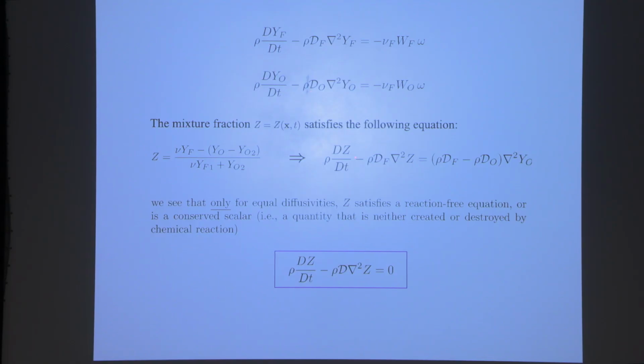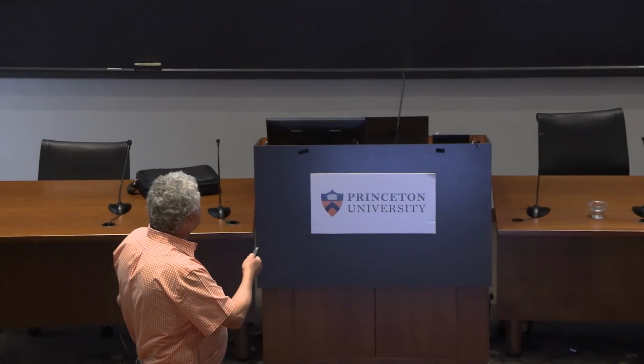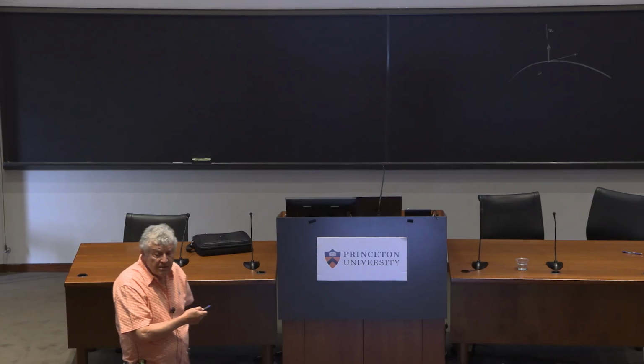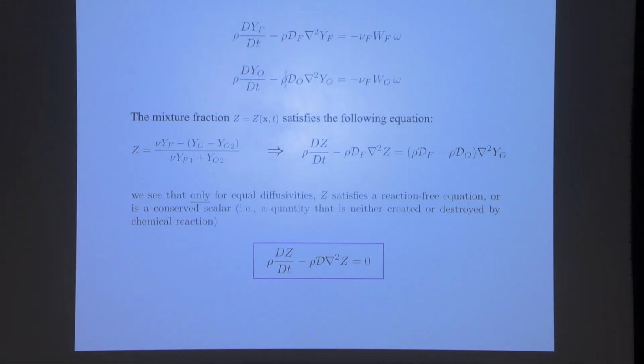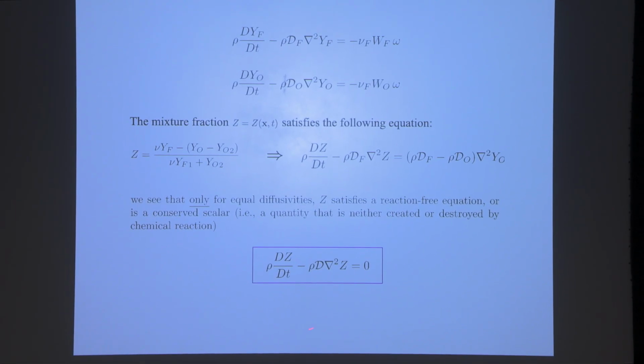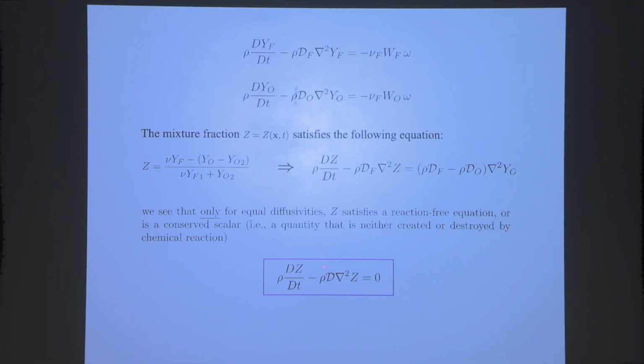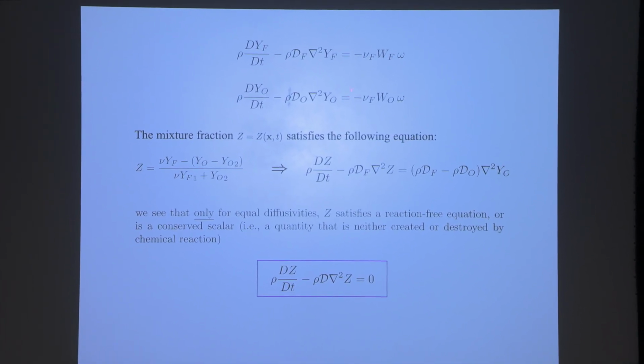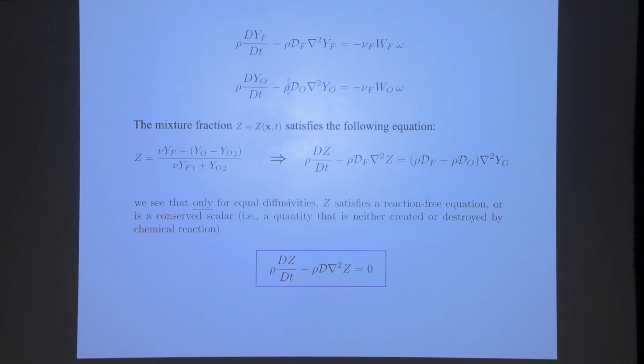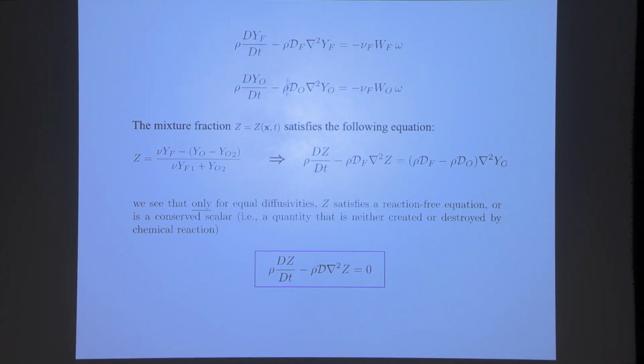So what you have is dZ/dt minus rho, say DF. I chose DF, but I could have written that as DO, and here the difference will be with a minus sign, multiplied by the Laplacian of YO. In other words, it's not a conserved quantity yet, but if the diffusivities are the same, the right-hand side goes to 0, and Z is a conserved quantity, okay? So when there is a common diffusivity between the fuel and oxidizer, then Z is a conserved scalar.